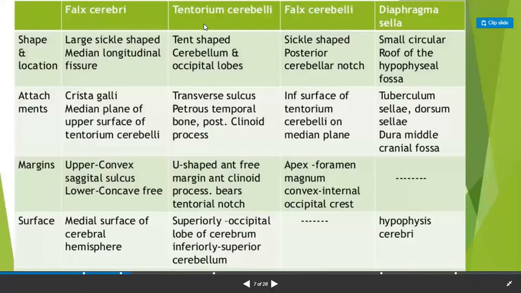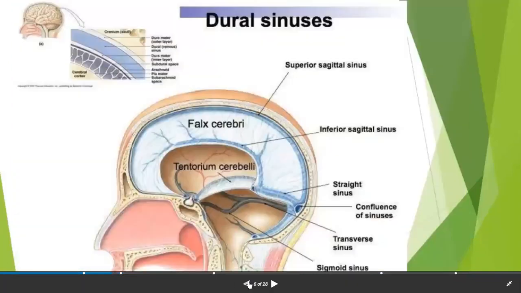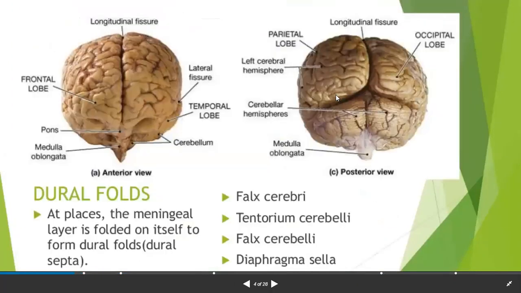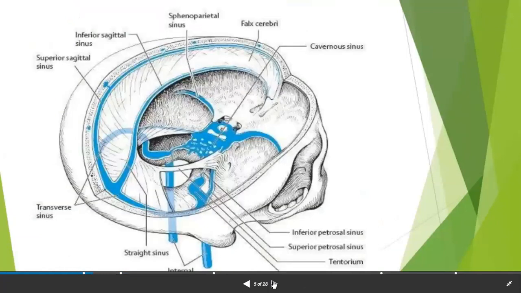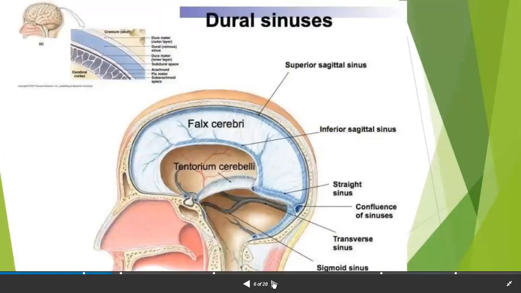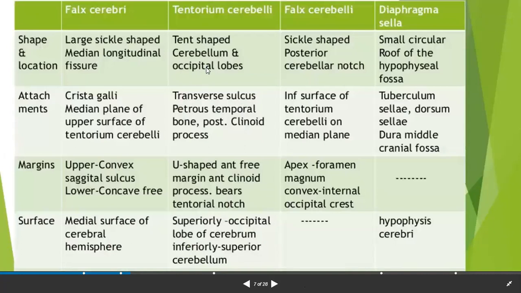As you have seen, the tentorium cerebelli is a tent-shaped fold of dura mater, which covers the cerebellum from above, and the occipital lobes are seen from behind. I'll show you the picture once again. This is the position of the tentorium cerebelli. Above the tent, we will find the occipital lobes of the cerebrum. Below the tentorium cerebelli, we will find the cerebellar hemispheres. That means this tent-shaped fold of dura mater separates the occipital lobes from the cerebellar hemispheres.